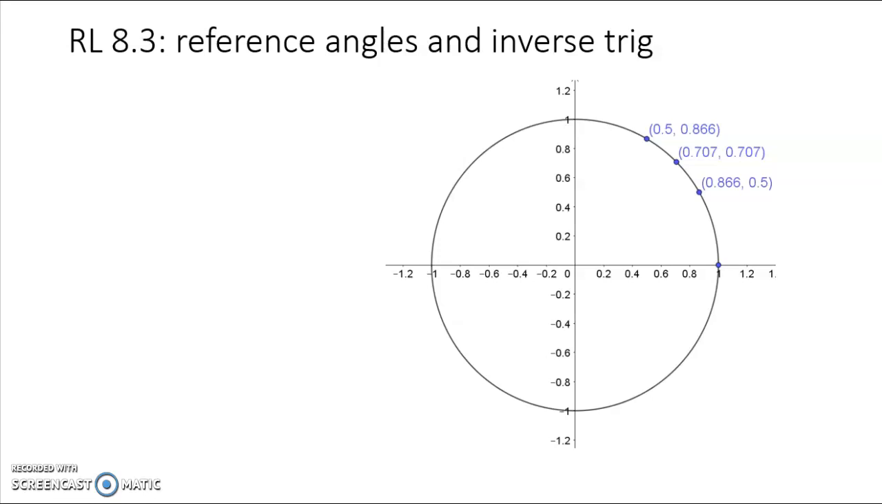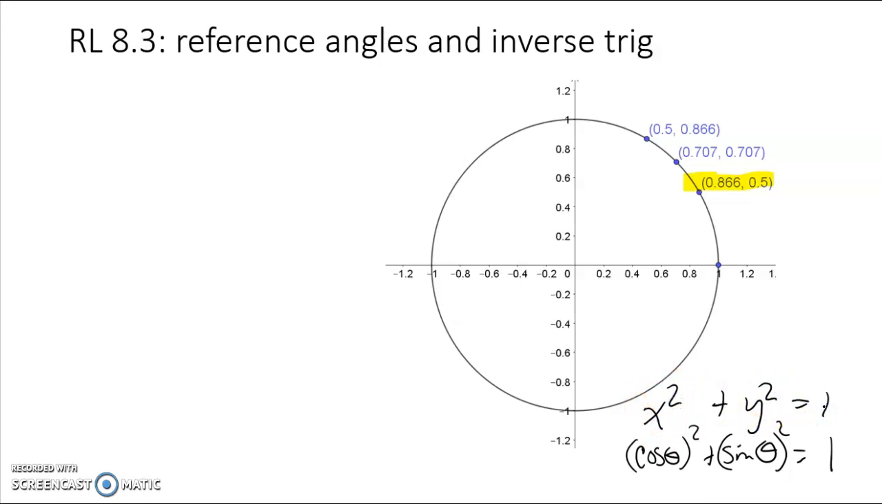Thank you to many of you who turned in your homework, and there were some really great ideas on how to figure out what the angles are that go with these Pythagorean pairs. So we're calling these the Pythagorean pairs because what we know is that cosine theta squared plus sine theta squared equals 1. That makes sense because this is our circle, x squared plus y squared equals 1.